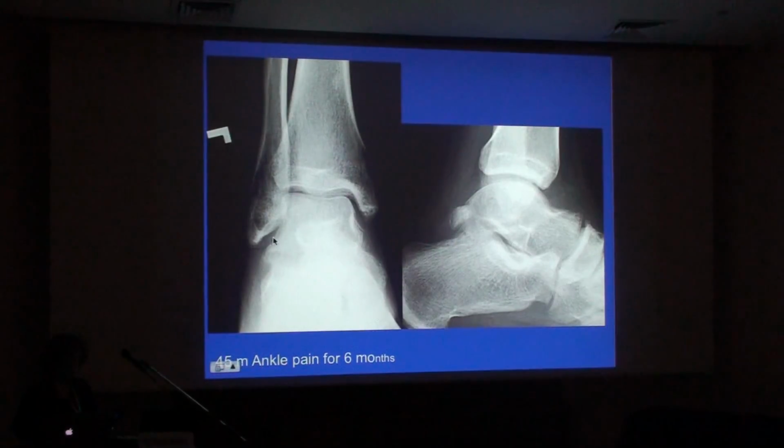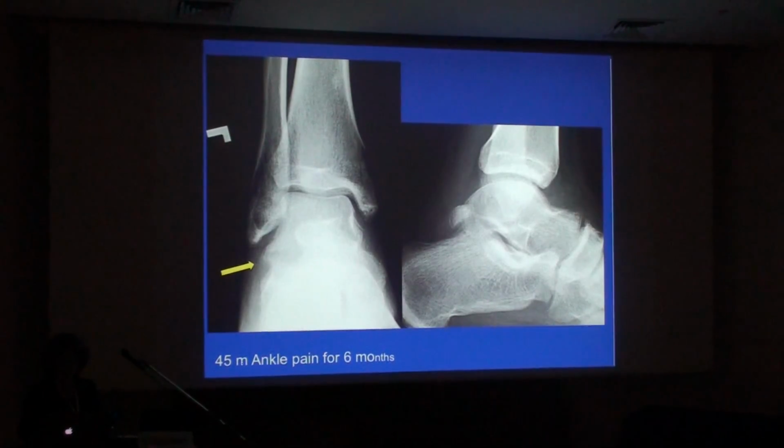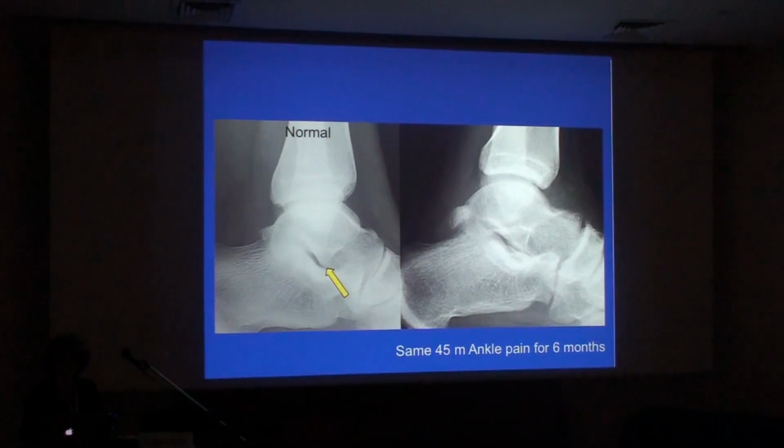And this is a more subtle case, right? We see a little bit of irregularity in this area here. This is the lateral process of the talus, looking a little bit funny. When you look at it on the lateral view, you see a line here, a line here, and there is disruption here, and loss of the normal triangulation. This is a normal lateral process of the talus. It has a nice sharp angle compared to this one, and you have disruption of that nice straight line right here.